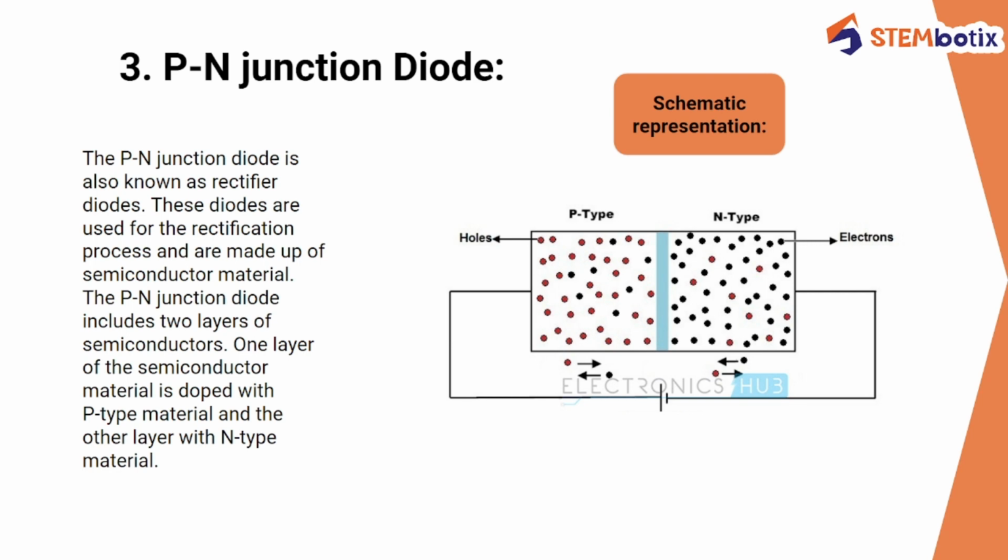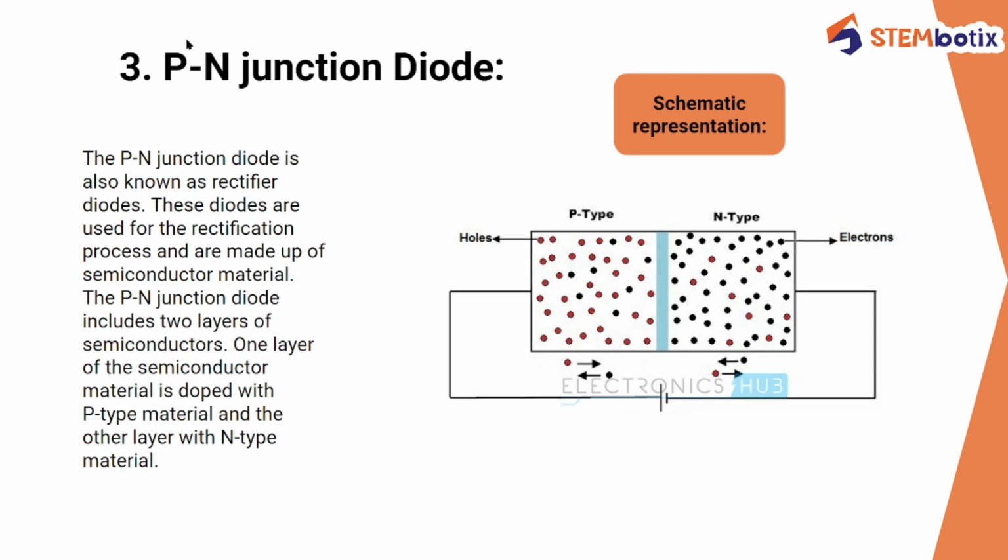Now let's see the third type, which is the PN junction diode. So what is a PN junction diode? This is the schematic representation of a typical PN junction diode. P and N are nothing but the two materials used to form a diode. And there is also a junction, that's why it is named PN junction. P stands for positively doped material, and N stands for negatively charged electron material.